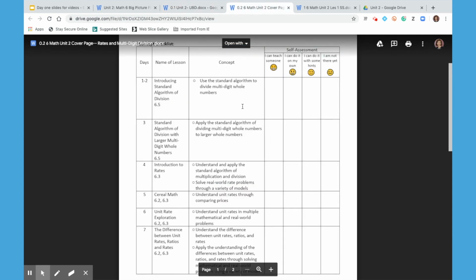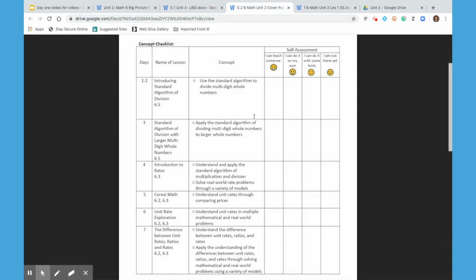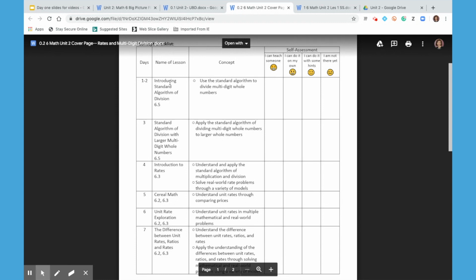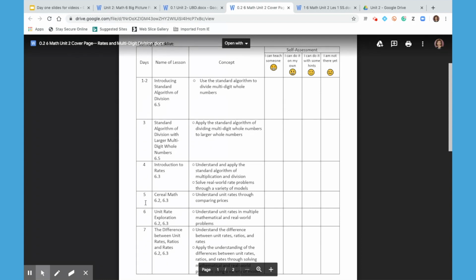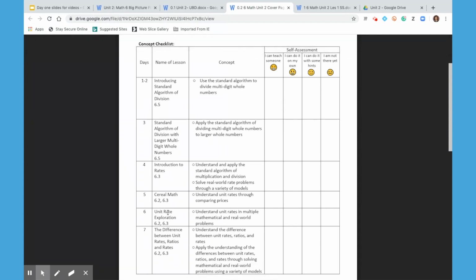Now on to the cover page or simplified scale. We have 2 days of introducing the standard algorithm of division, and then as I go through, you can see that this says day 5, but yet it's lesson 4. That means these are just the days that are located there. That's not the particular lesson number. The 6.2 and 6.3 is the Alabama Course of Study that Serial Math has.